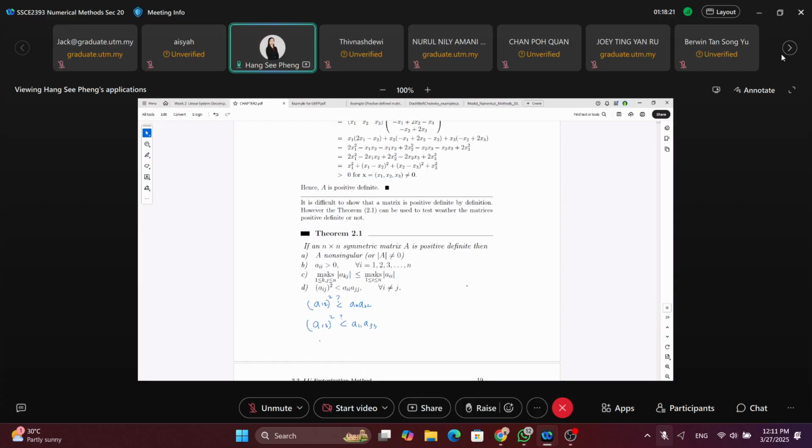And what else? You have the A23 square, see whether that is smaller than A22 multiply A33. And also you have to check for A21 square, whether that is smaller than A22 multiply A11 and so on. These are all the non-diagonal entries in a 3 times 3 matrix.